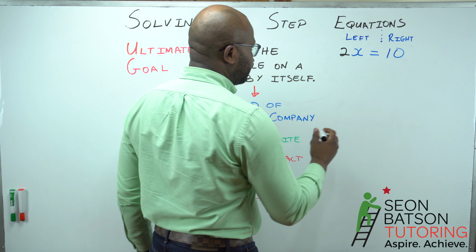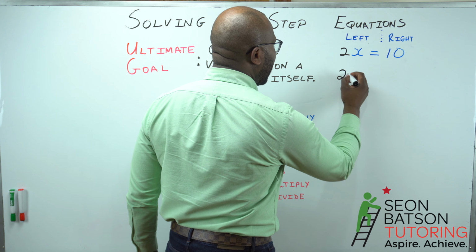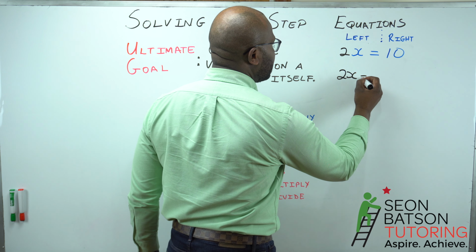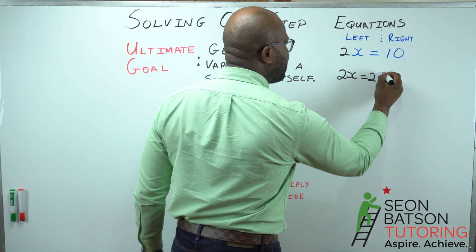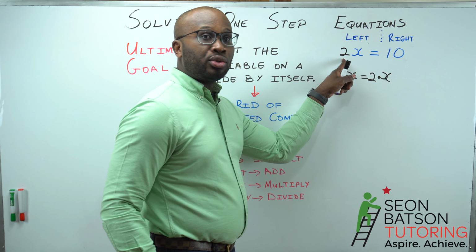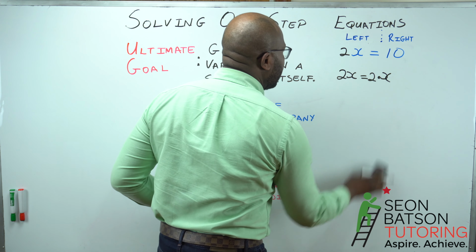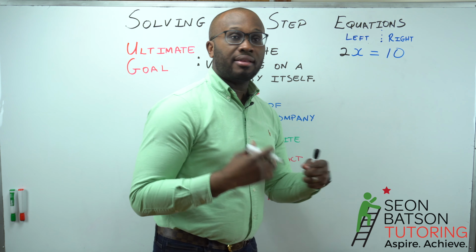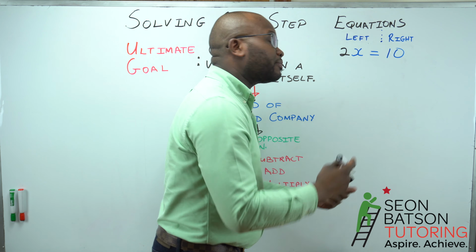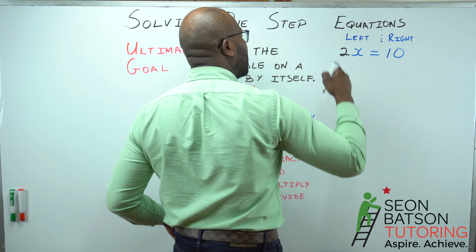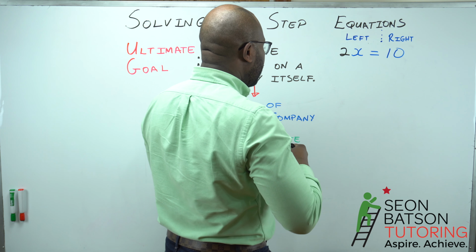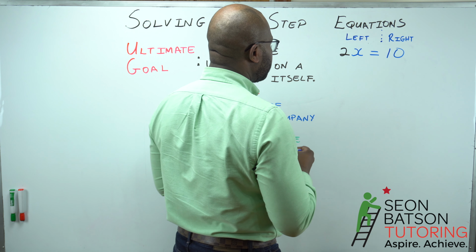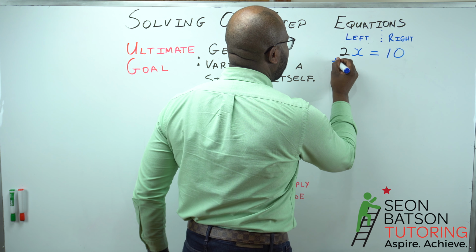If you remember, 2x is the same as 2 times x. So this 2 is multiplying the x, right? Because 2x is the same as 2 times x. So since this 2 is multiplying the x, we will divide by 2. Yes? We will divide by 2.